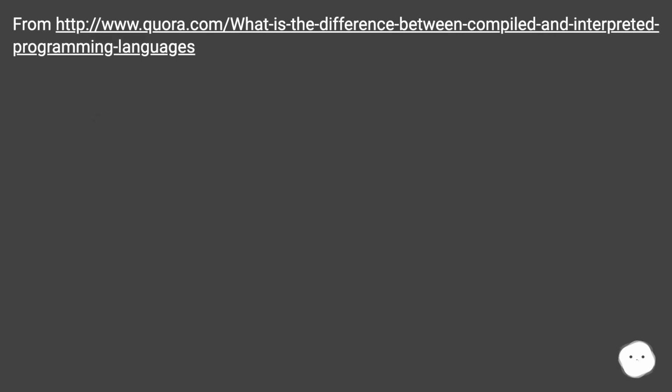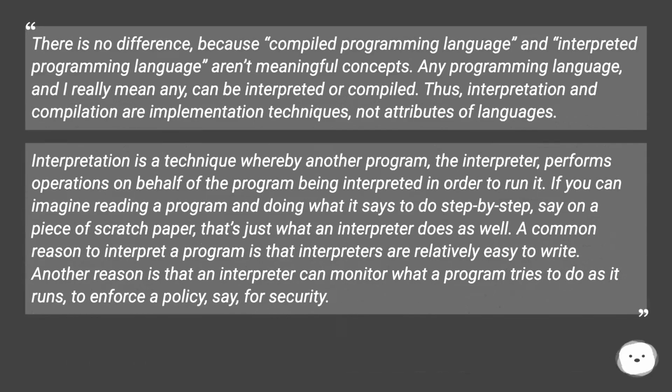From this URL. There is no difference, because compiled programming language and interpreted programming language aren't meaningful concepts. Any programming language, and I really mean any, can be interpreted or compiled. Thus, interpretation and compilation are implementation techniques, not attributes of languages.